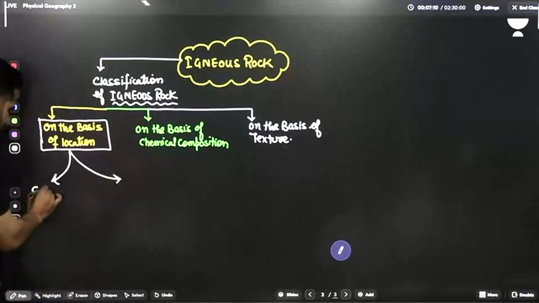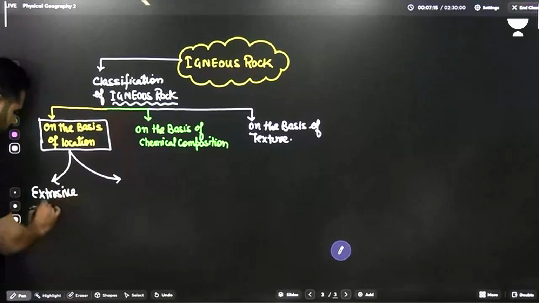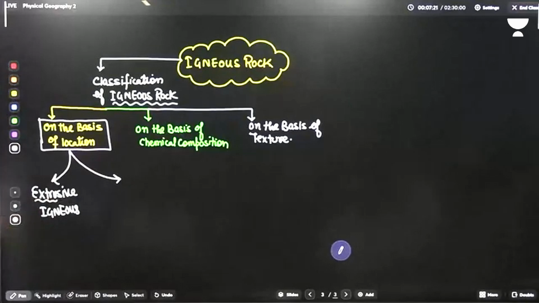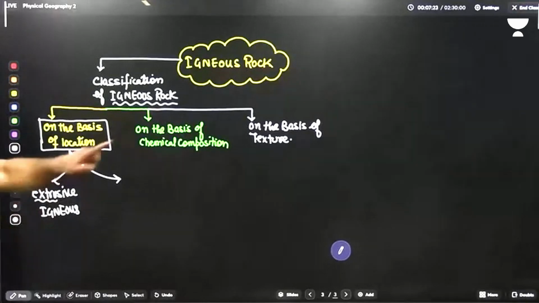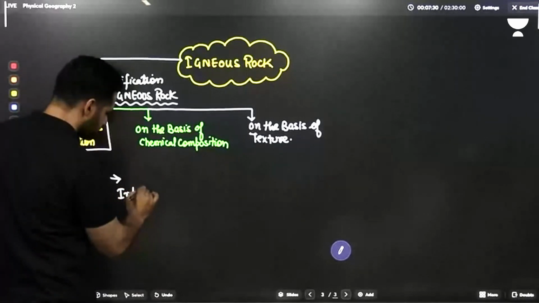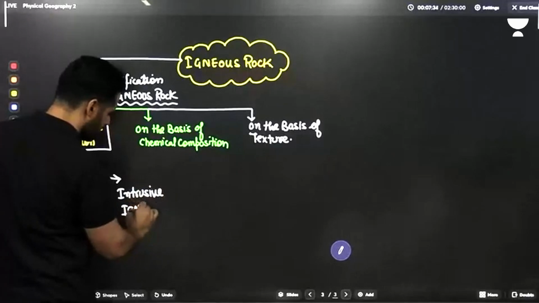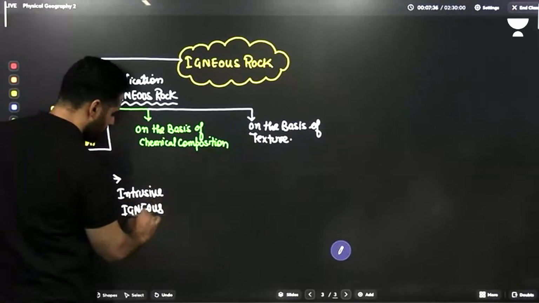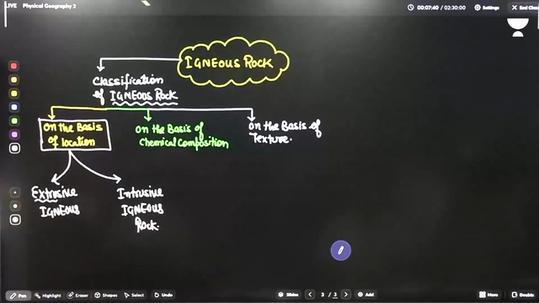One is called as extrusive igneous rock. What is one called as? Extrusive igneous rock. The word itself says extrusive. It means it is formed over the earth surface. It means in our surroundings. Clear? Another is called as intrusive igneous rock. दूसरा क्या कहलाता है? Intrusive igneous rock. It means where it is formed within the crust, inside the earth.